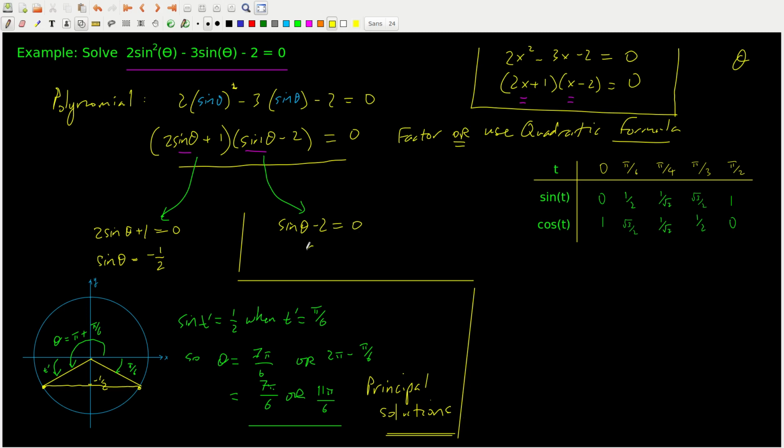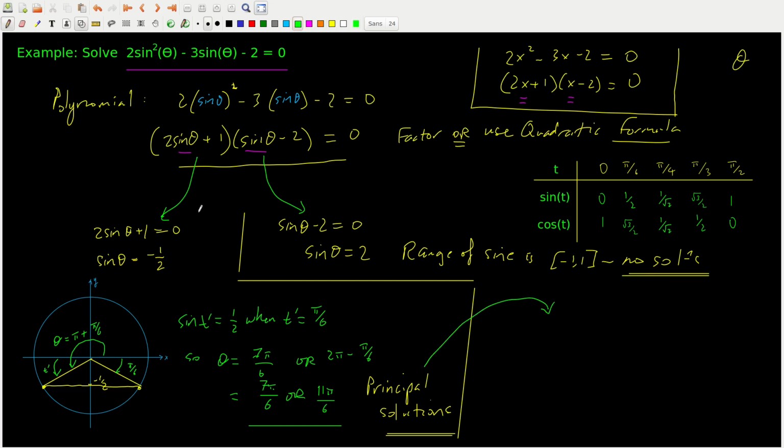Remember, we've got another part of the problem over here. In this case, sine of theta equals 2. Well, that never happens, because the range of sine, remember, is just minus 1 to 1. So there are no solutions to this equation. Sine of theta is never equal to 2. So our only solutions are the ones coming from this first leg.